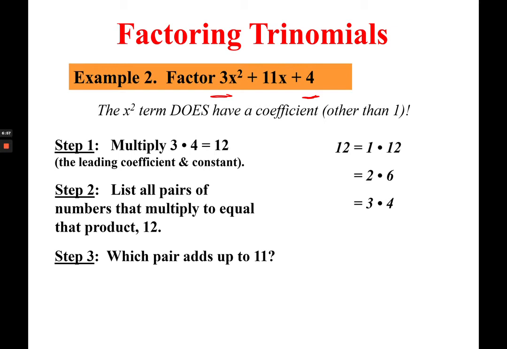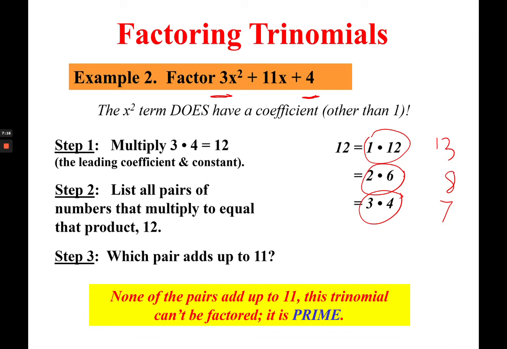And actually, it is 1 plus 12 is 13, 2 plus 6 is 8, 3 plus 4 is 7. Unfortunately, none of them adds up to 11. What do we do? Well, if none of the pairs adds up to 11, this trinomial can't be factored. Therefore, we can declare it prime. Prime means unfactorable. Okay?